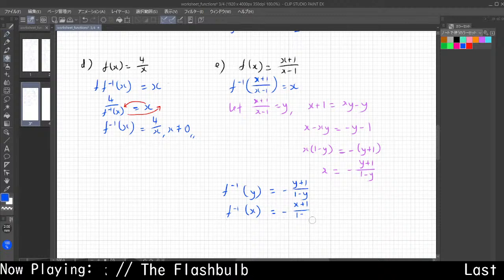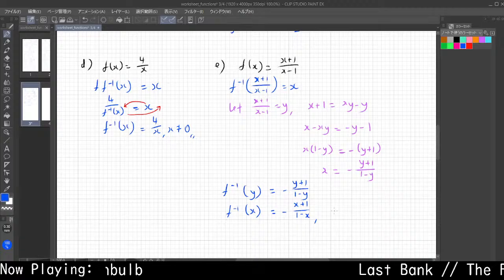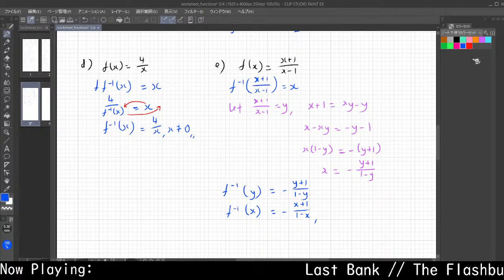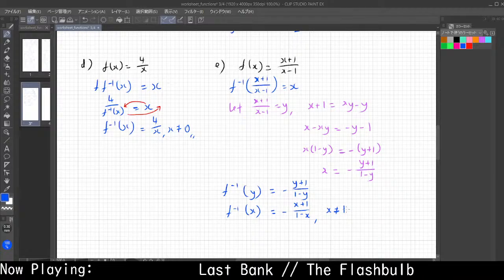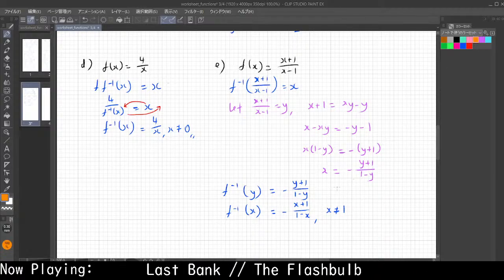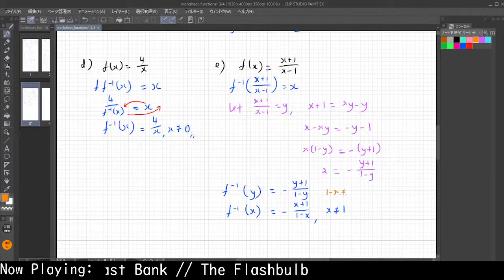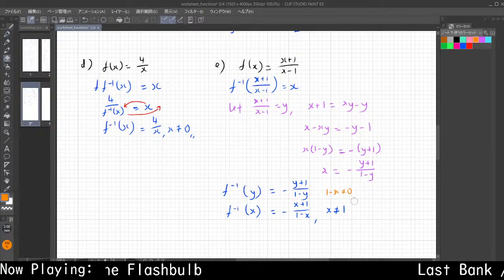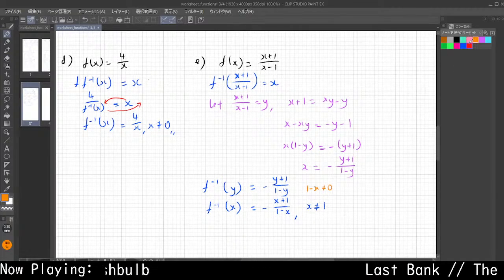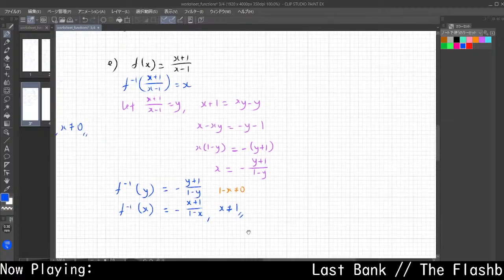Definition: the denominator cannot be equal to 0. 1 minus x cannot be equal to 0. Therefore, x cannot be equal to 1. You can deduce this yourself. You can say that 1 minus x not equal to 0, and you just rearrange the terms to get x not equal to 1. So you get this in the end, and this is your answer.